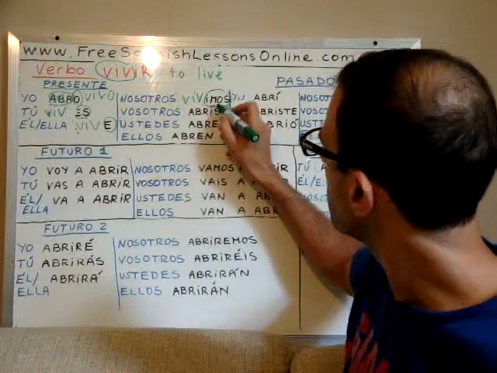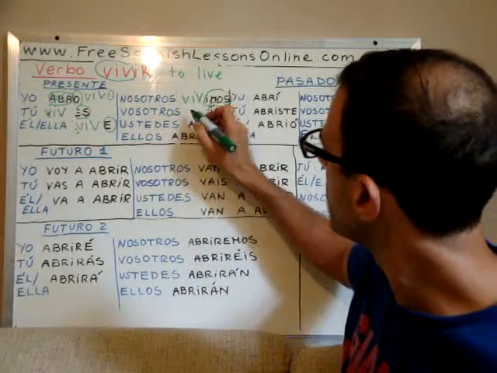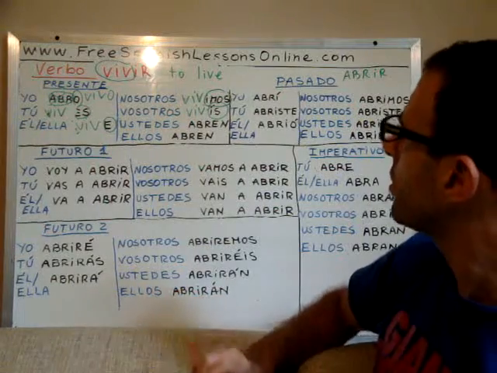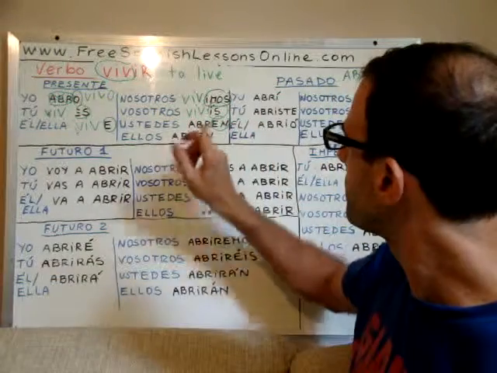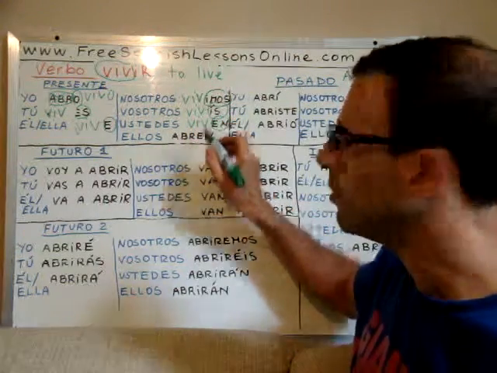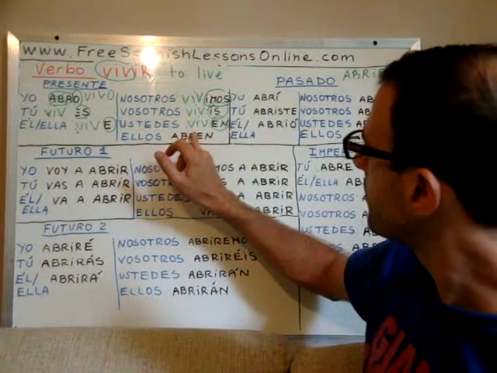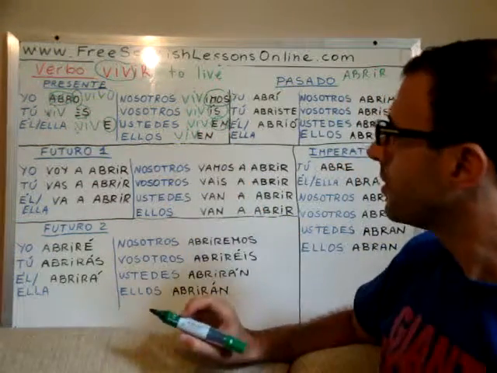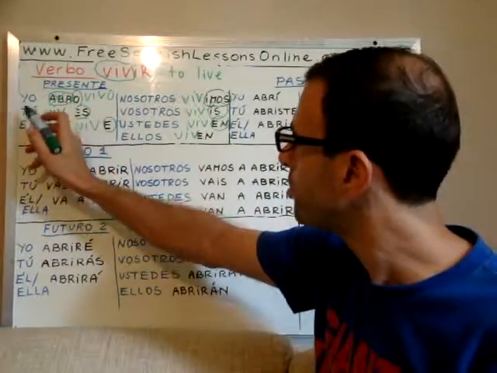Let's do the same thing with the others. That's the ending that will repeat for all the verbs. Vosotros vivís, you live. You plural. Here, this is the ending. Ustedes viven. Also, you live, but this is used in Latin America. And they or ellos viven. Right? So here we have the verb vivir or to live conjugated in the present tense.